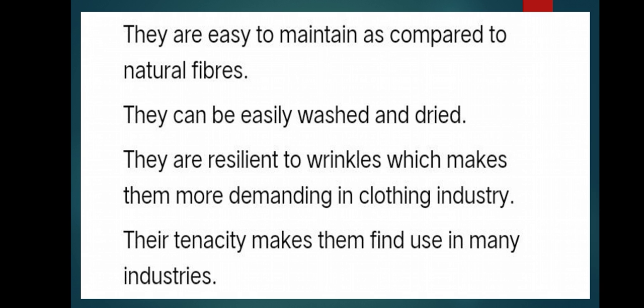These synthetic fibers are resilient to wrinkles, which makes them more in demand in clothing industries. Resilient is nothing but a recovery quality. If you wash synthetic fibers, that is rayon, nylon, they get wrinkles. If you iron those cloths, the wrinkles disappear and they regain their original shape. For that reason, these synthetic fibers are more in demand in clothing industries.